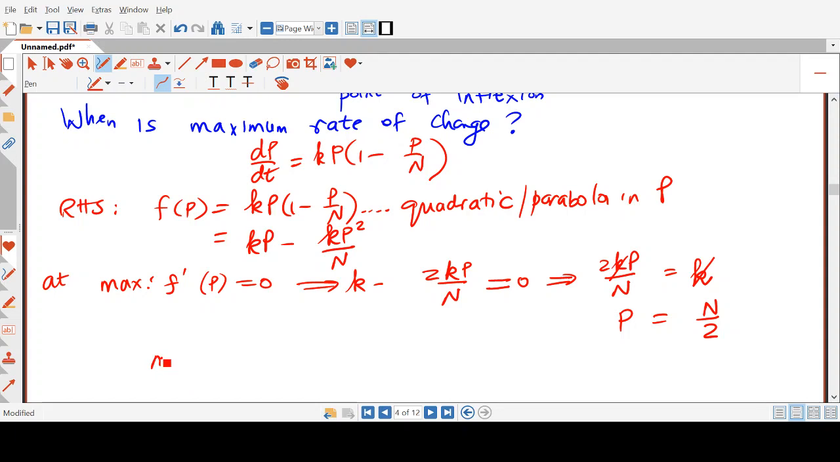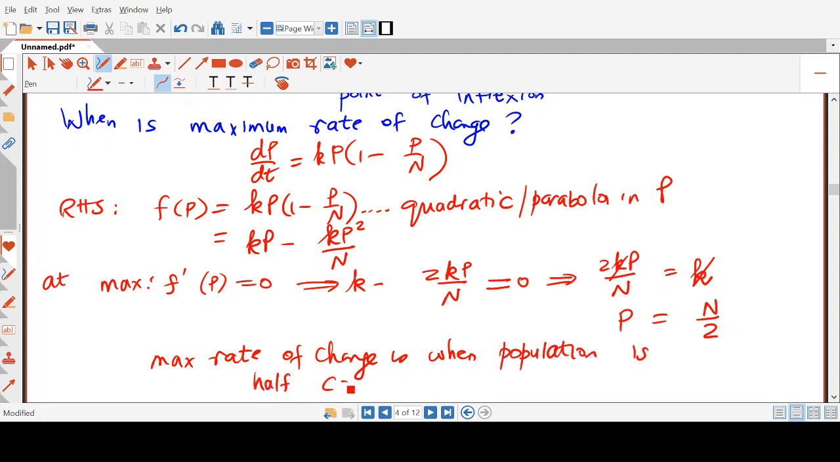So the max rate of change is when the population is half the carrying capacity. Once you eat up more than half of what you have, then your growth rate will start to slow down. It won't become extinct, but it will come down to a constant level, asymptotic.